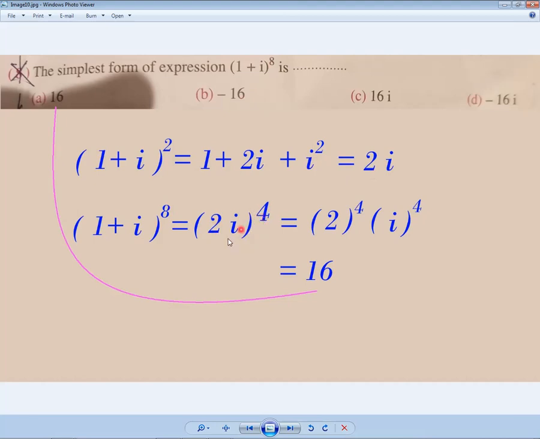That means it's 2 power 4 multiplied by i power 4. As you know, i power 4 is 1 and 2 power 4 is 16. The answer must be number, choose A.